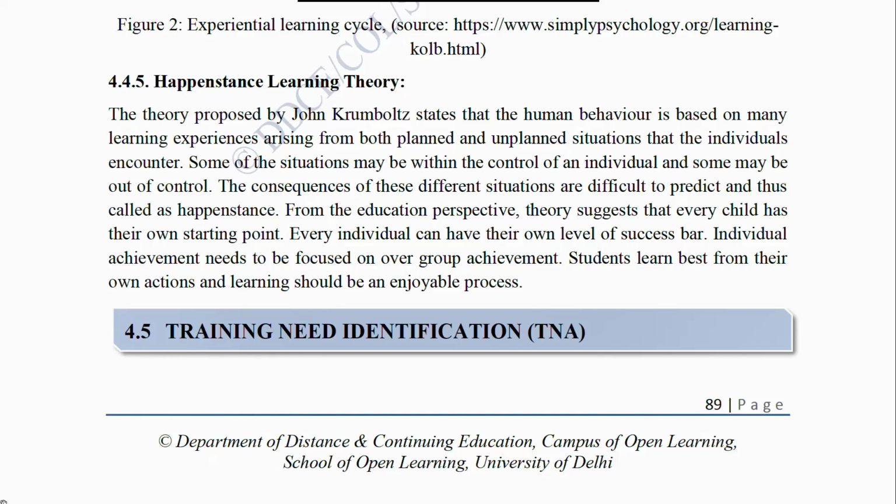From the education perspective, the theory suggests that every child has their own starting point. Every individual can have their own level of success bar. Individual achievement needs to be focused on over group achievement. Students learn best from their own actions, and learning should be an enjoyable process.